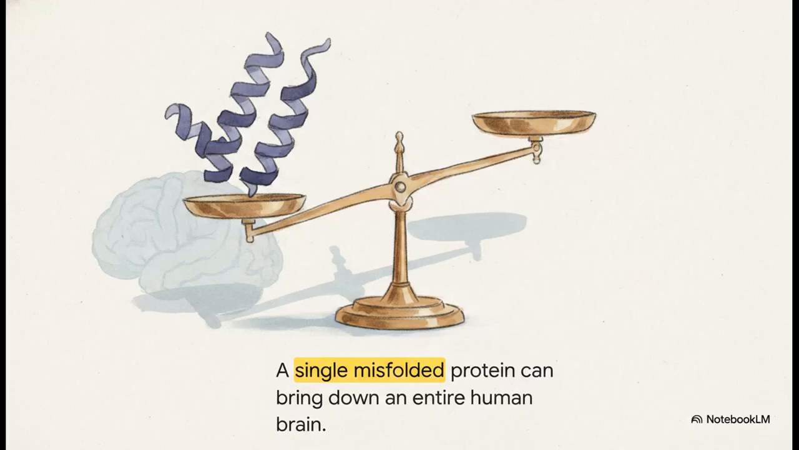From 20 simple amino acids to beautifully complex 3D machines, protein structure really is a marvel of microscopic engineering. But it leaves us with a pretty heavy final question. How does knowing that a single misfolded protein, just a mere shift from a spiral to a pleated sheet, can bring down an entire human brain, change the way you view the fragility of your own biology? It's a delicate, high-stakes balance happening inside you right this very second.